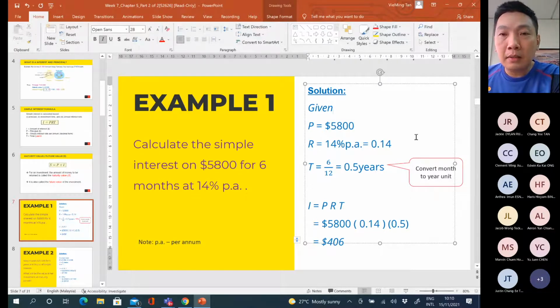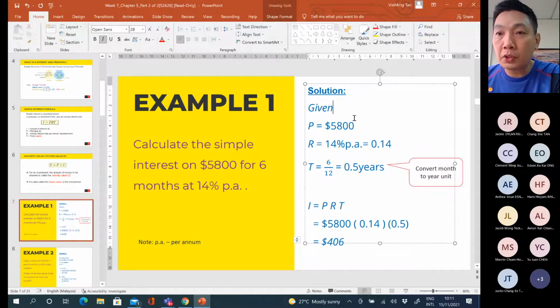Okay, T, because T is in years unit, but this question involves only 6 months. So we need to convert the month into years. So how? We have to use 6 divided by 12. What is the reason we use 12? Because 1 year has 12 months. So we need to convert the month unit into years unit when you want to substitute the value into the T. So that means it's equal to half year, 0.5 years. 6 months means 0.5 years.